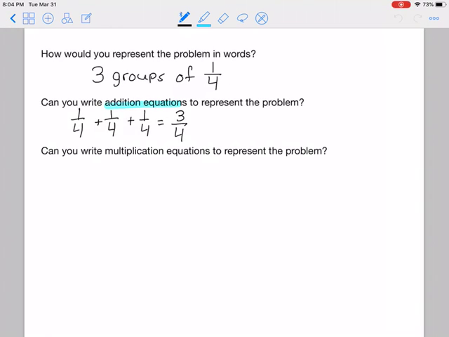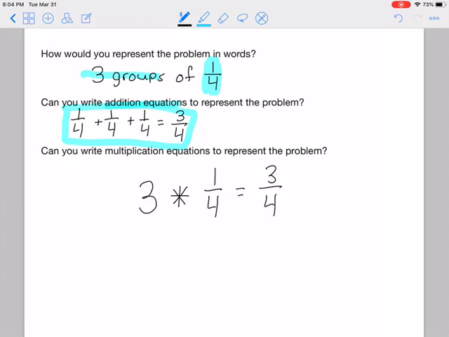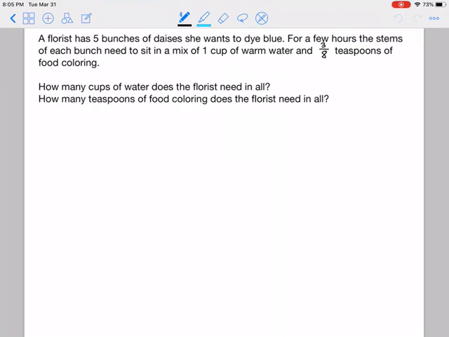So instead of writing 1/4 plus 1/4 plus 1/4, we can write it as a multiplication equation. And we can do 3, right? Because remember, we needed 3 groups times 1/4, because each group needed 1/4 cup of soda, equals 3/4. Okay, so we're going to apply that same concept to the next problem.